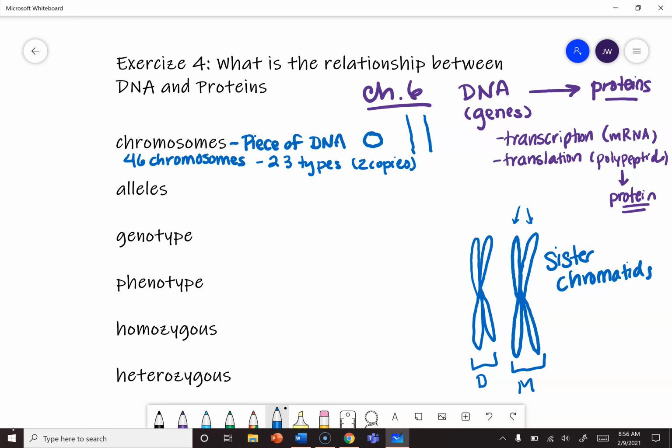We are going to look at this slightly differently today. We're going to remove those sister chromatids, and we're just going to look at the individual chromosomes that came from mom and from dad.